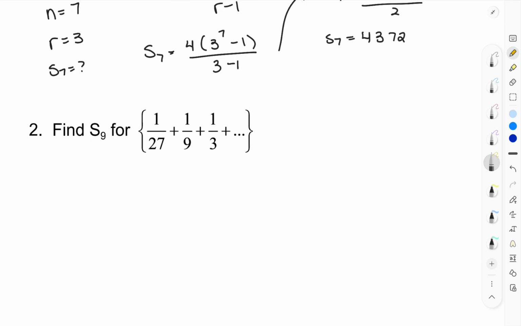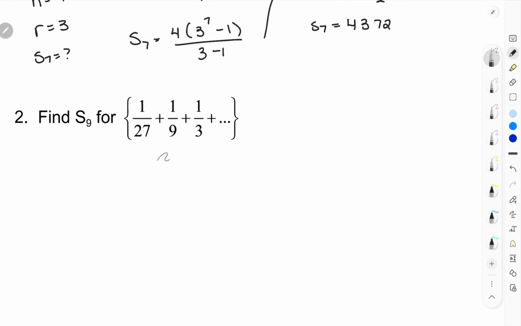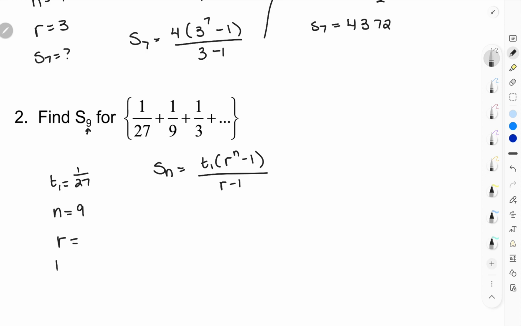So same thing here. I have an infinite series. I'm going to try out the same formula again. R minus 1. My first term is 1/27. I'm talking about 9 terms. So I'm looking for the value of those 9 terms summed together, right? Added up.